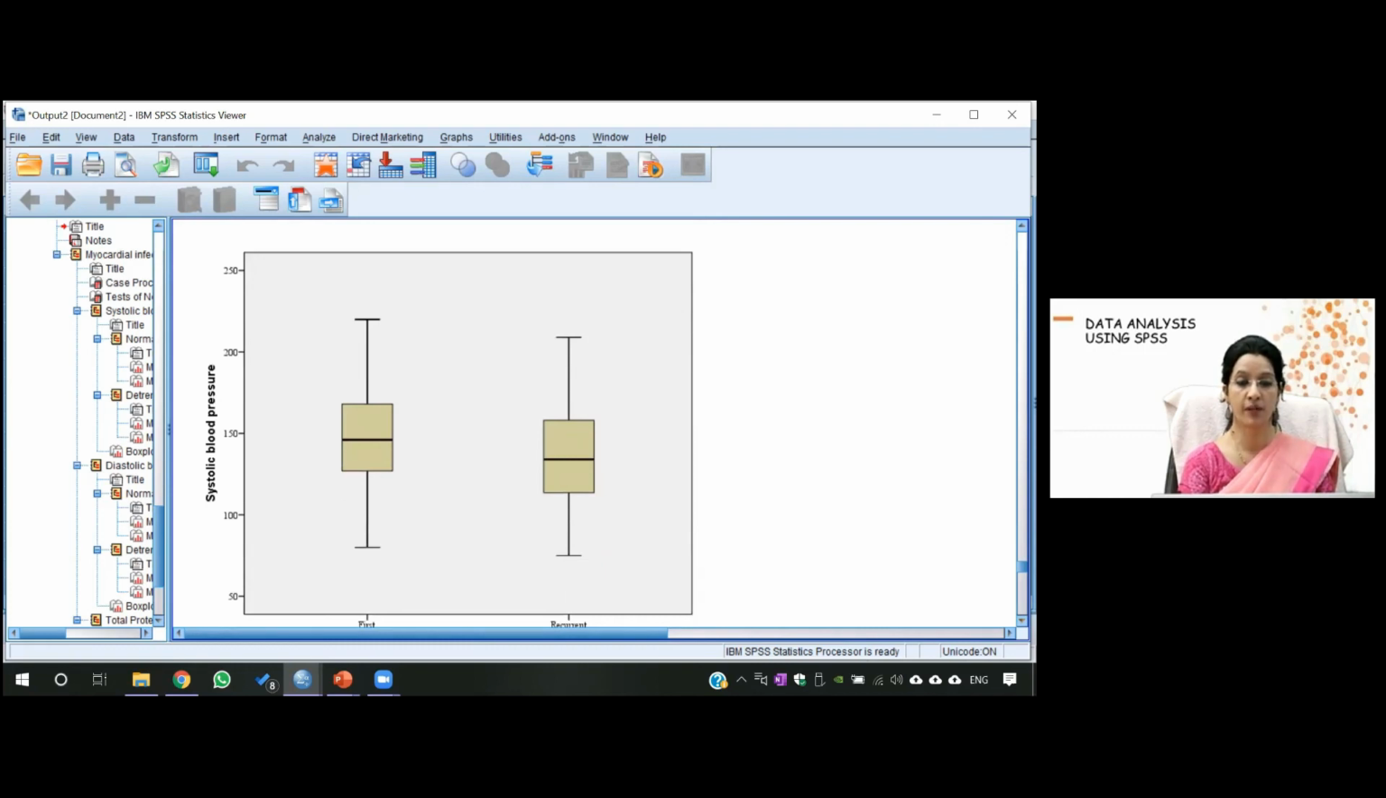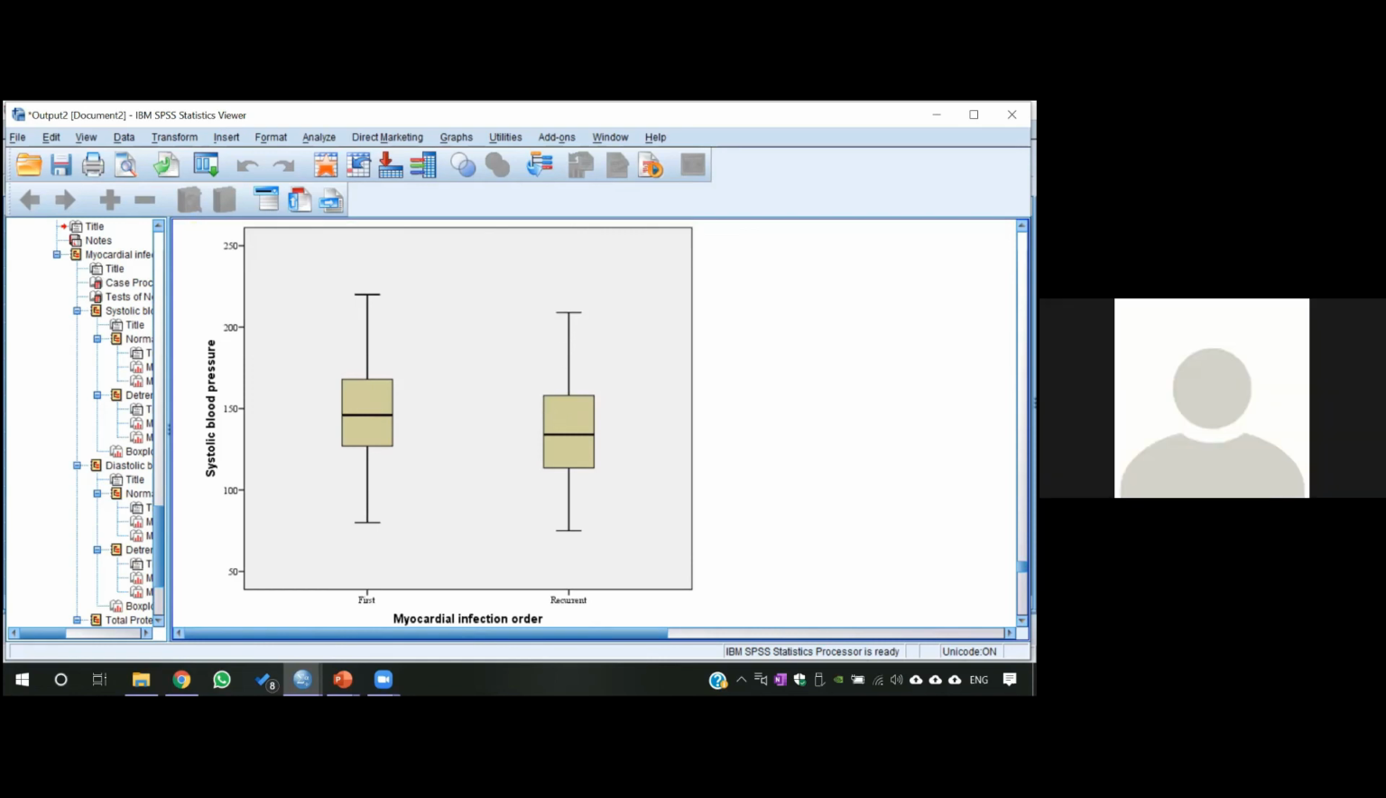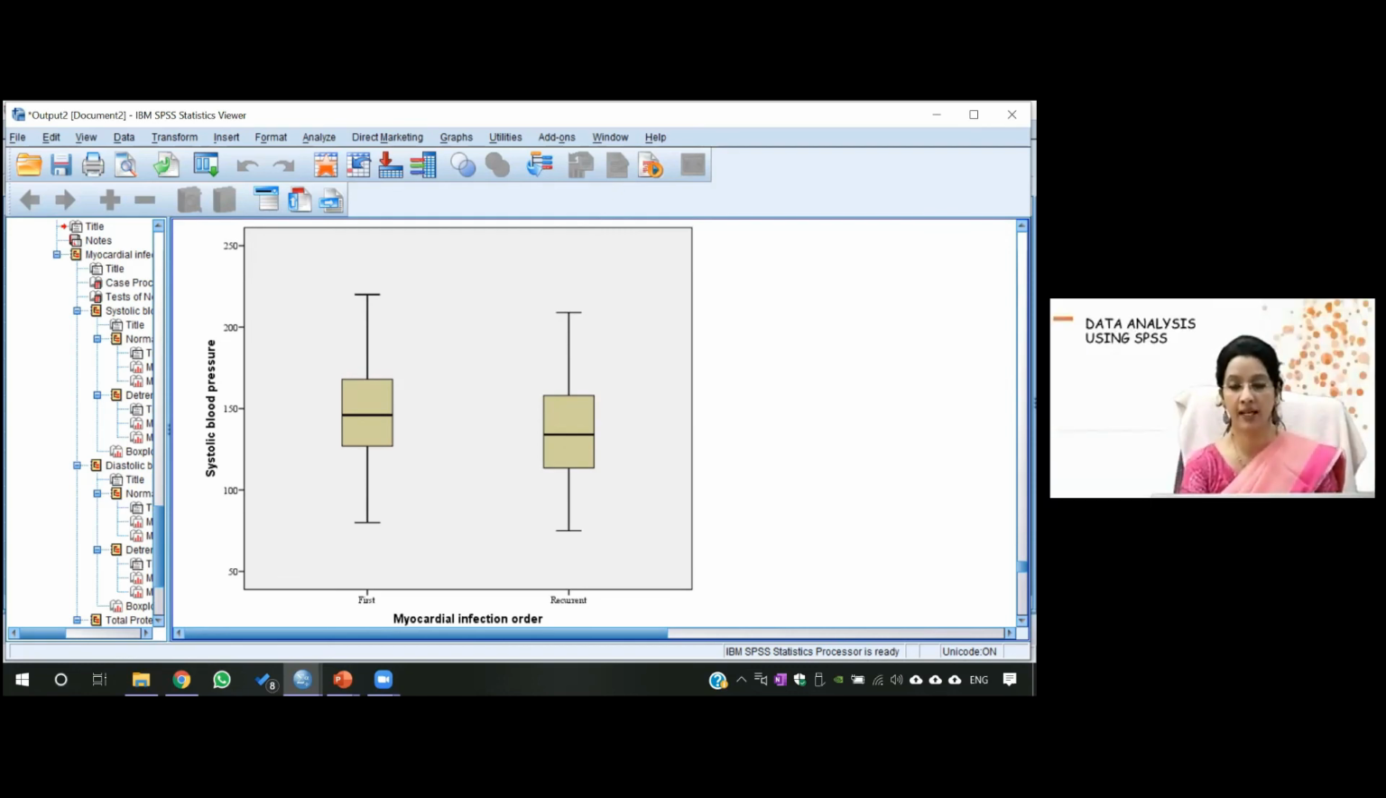By observation of this box plot, can you see any outlier in this data? Please type yes or no. No. Okay. So you can say here that the SBP was normally distributed across the order of MI and there was no outlier. Right? Is it okay for all of you?